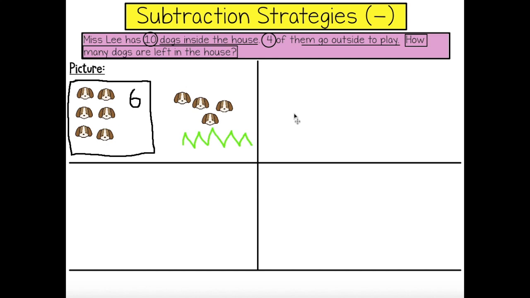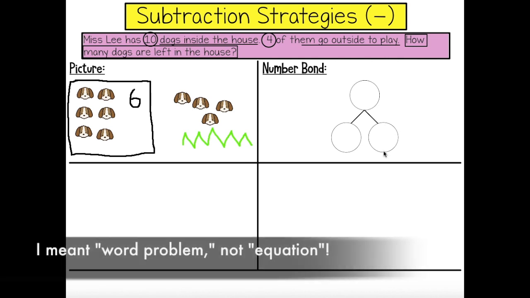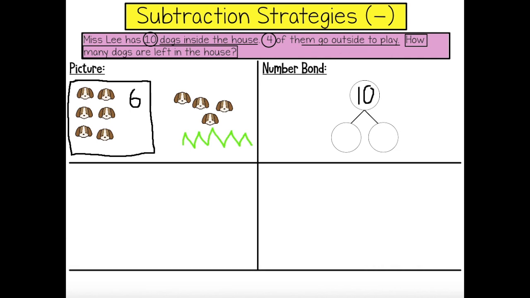Now that we have used a picture to solve this problem, let's use a number bond to solve this problem. Remember, the top circle represents how many in all, or the total. The bottom 2 circles represent the 2 parts. We know 2 quantities in this equation, the 10 dogs in the house and the 4 that go outside to play. That's right, one thing we know is the total. We know that there were 10 dogs in all.